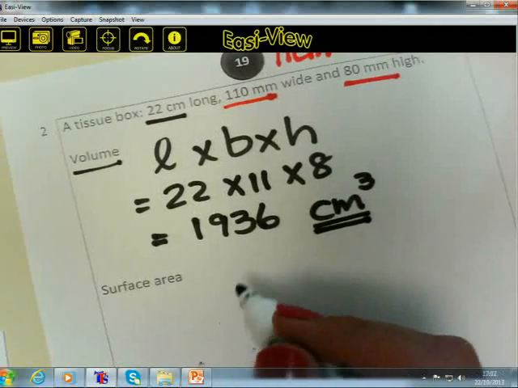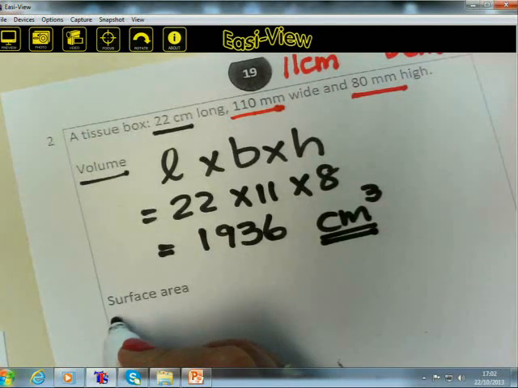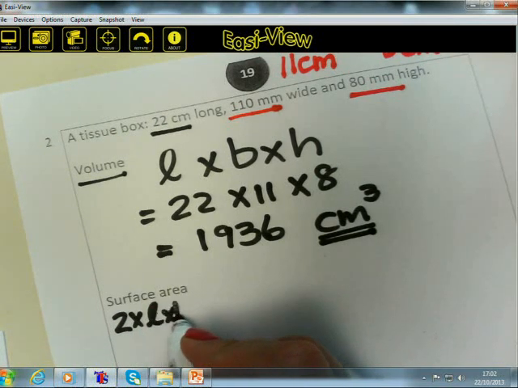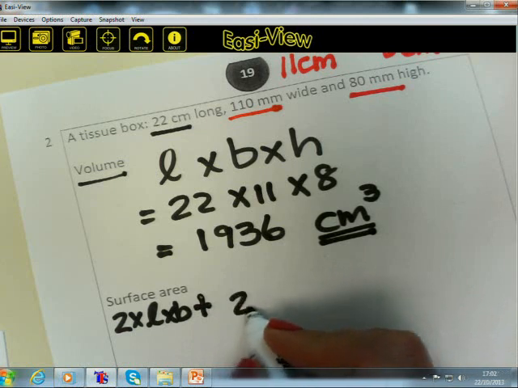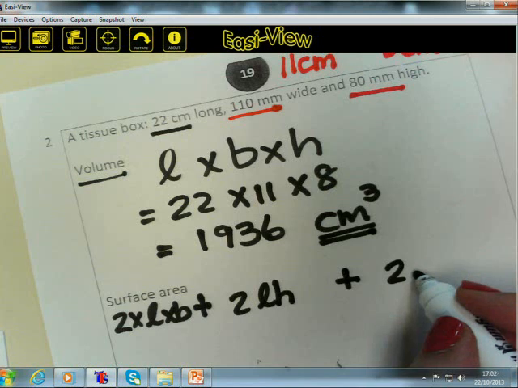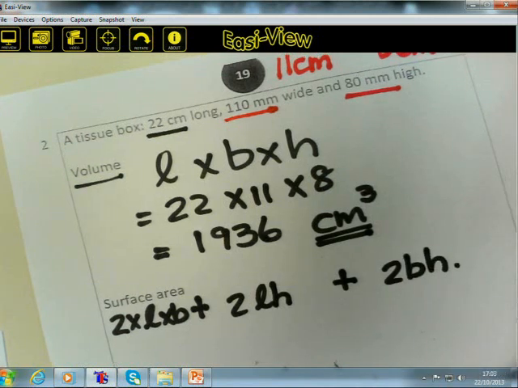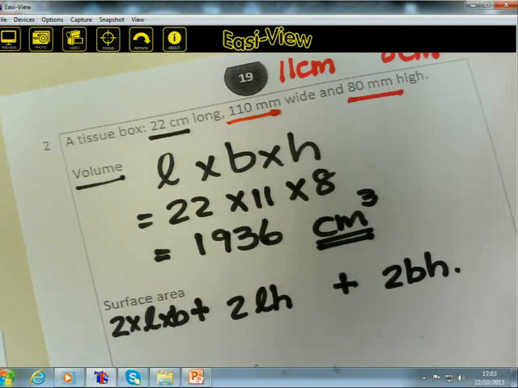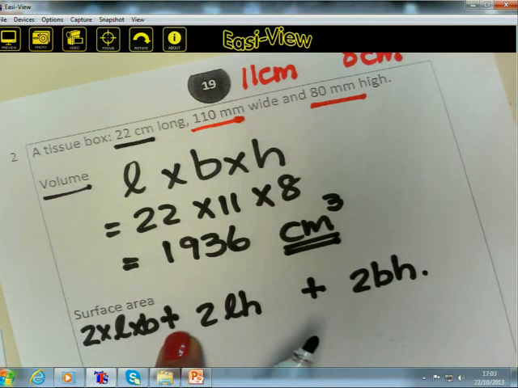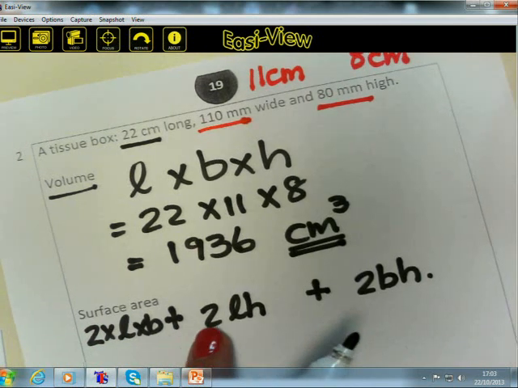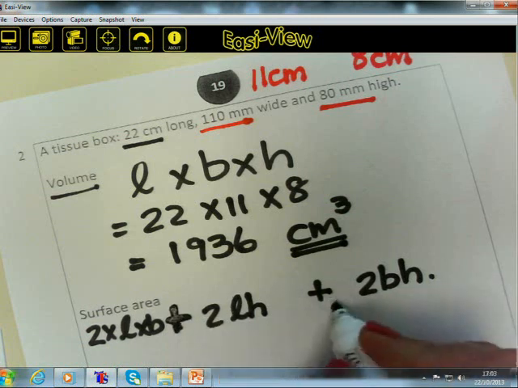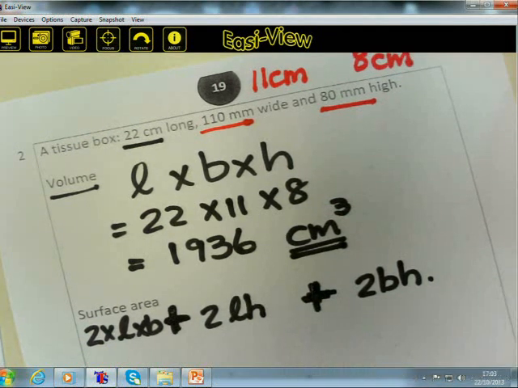When I do the surface area of the rectangular prism, it's 2 times L times B plus 2 times L times H plus 2 times B times H. Now very often I see that learners make this also a multiplication. You start to multiply and you just multiply everything. Please make sure this is an addition sign and this is an addition sign.